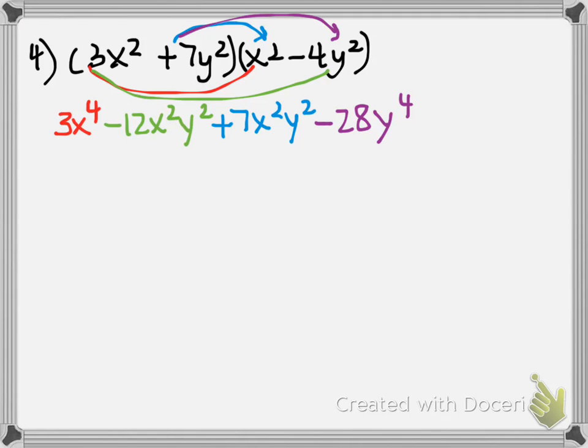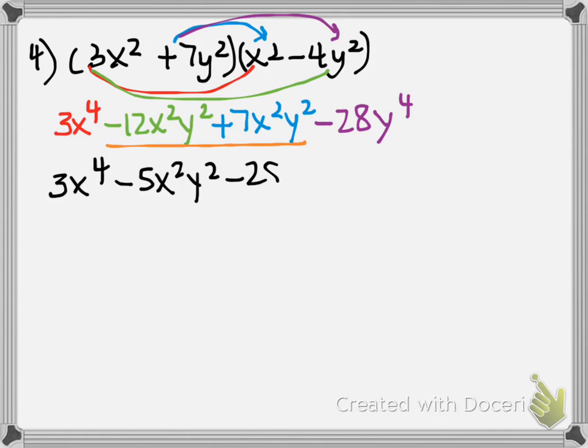So the only thing I need to look for are like terms. Okay, do I have them? Yeah, what are they? Those guys right there. Okay. So my answer? 3x to the fourth. What's negative 12x squared y squared plus 7x squared y squared? Careful. Careful. Negative 5x squared y squared. Negative 12 plus 7 is negative 5. The variables don't change. And then we have a minus 28y to the fourth.